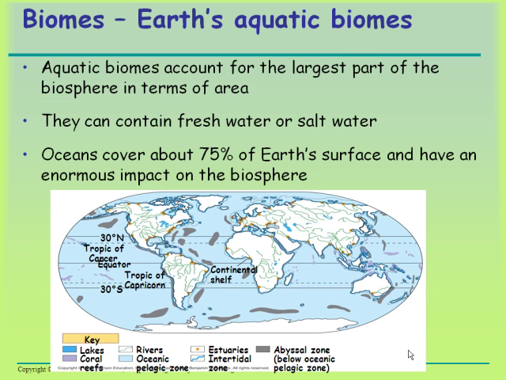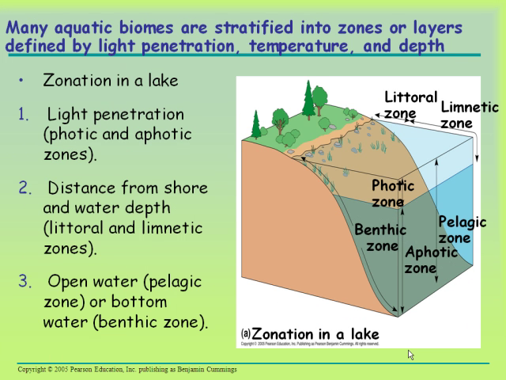Oceans cover about 75% or 3/4 of the Earth's surface and have an enormous impact on the biosphere, moderating the climates all around, and up here around the Great Lakes, lake effect weather, lake effect snows in the wintertime. Many aquatic biomes are stratified into zones or layers defined by light penetration, the temperature, and how deep it is. So this is the zonation in a lake.